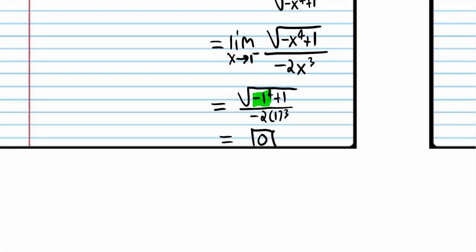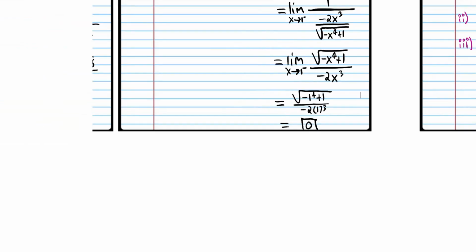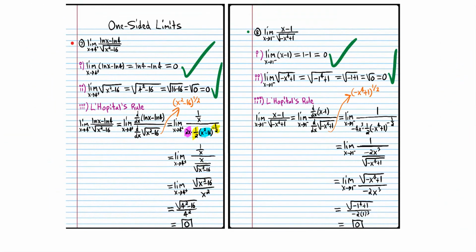1 to the 4th power is 1, negative 1 plus 1 is 0, and 1 to the 3rd power is 1 times negative 2, which is negative 2. So we have 0 over negative 2, which is 0. So if you got that right, excellent.